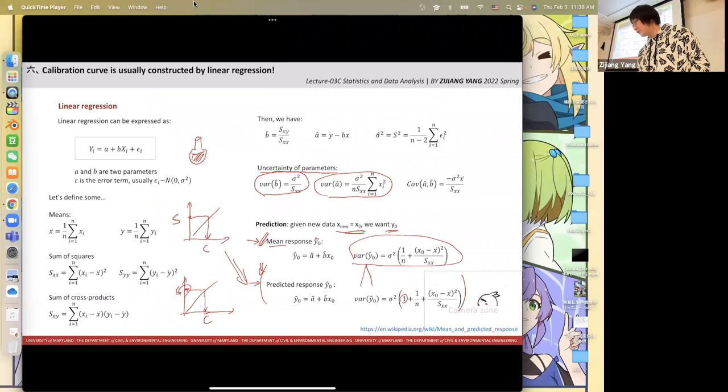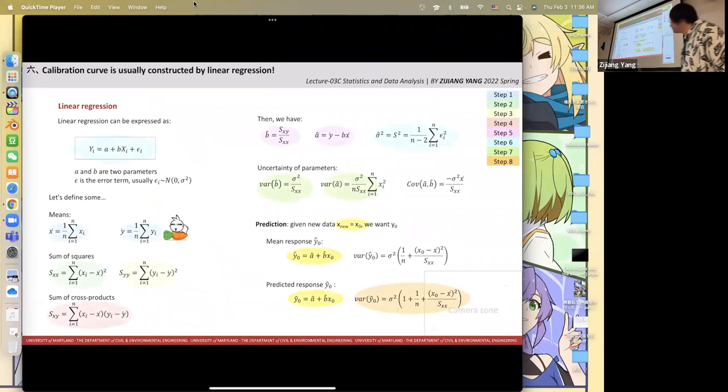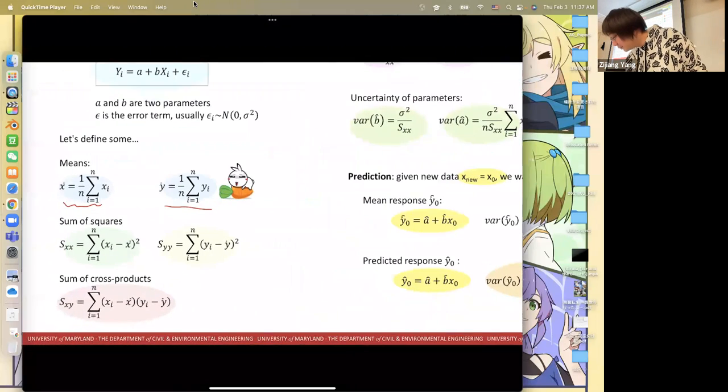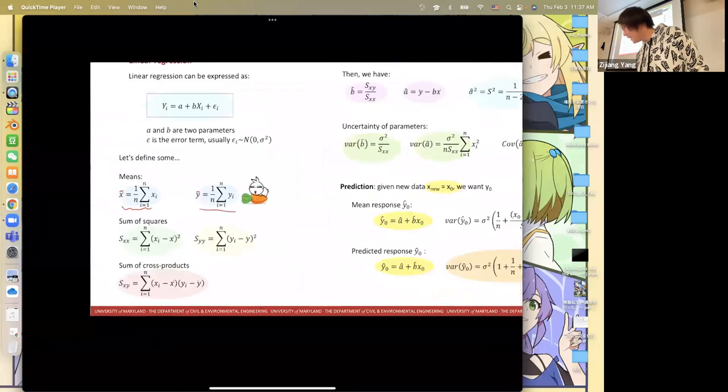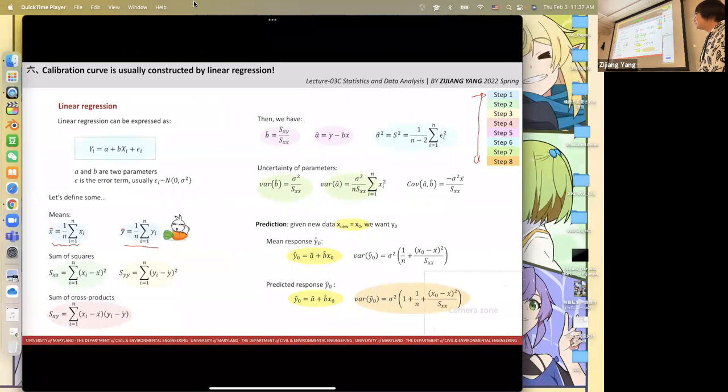And here, I just show some of the steps that we can do the calculation. And the colors indicate different steps. So let's just look at this one by one, step by step. So first, step 1, which is blue. So basically, based on the data, we can calculate X bar. So they should be X bar and Y bar. And they can be calculated by using our X data and using our Y data.